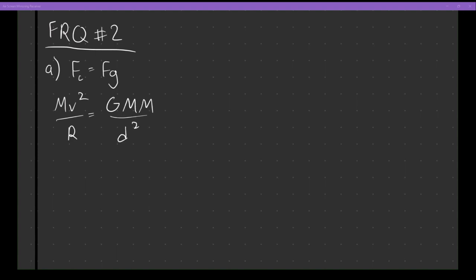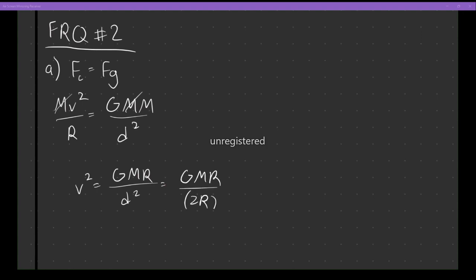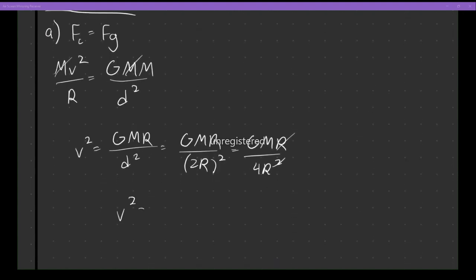D is the distance from object to object, and so one of these m's can cancel, and then I'm going to rearrange the equation to isolate for v squared. So GMr over d squared, but then I know that d is the diameter, so it's just 2 times the radius, so GMr over (2r) squared, which is equal to GMr over 4r squared. One of the r's will cancel, so then I get that v squared equals GM over 4r.